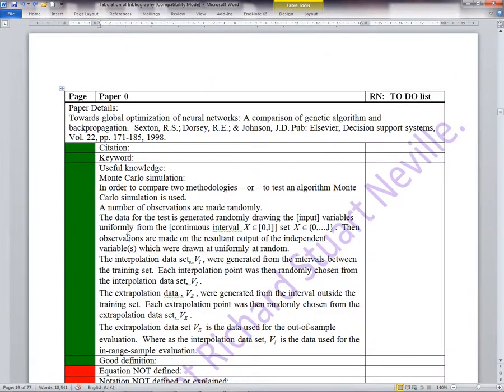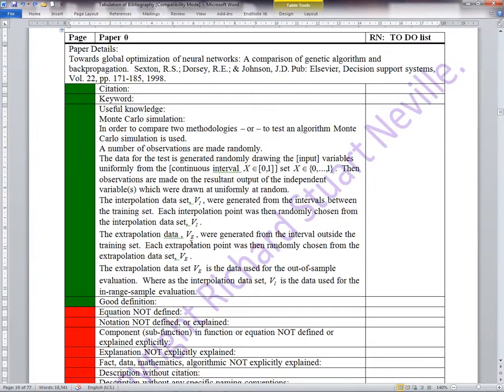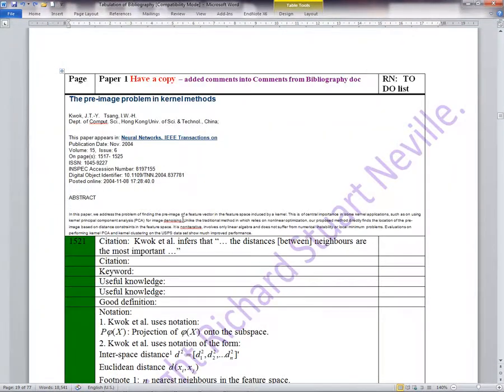Here's an example. When I read this, I thought this is quite important, and it talked about Monte Carlo simulation, and here's some information I compiled about it from this paper. So that's relatively important in the issue of useful information. Let's look at another paper.